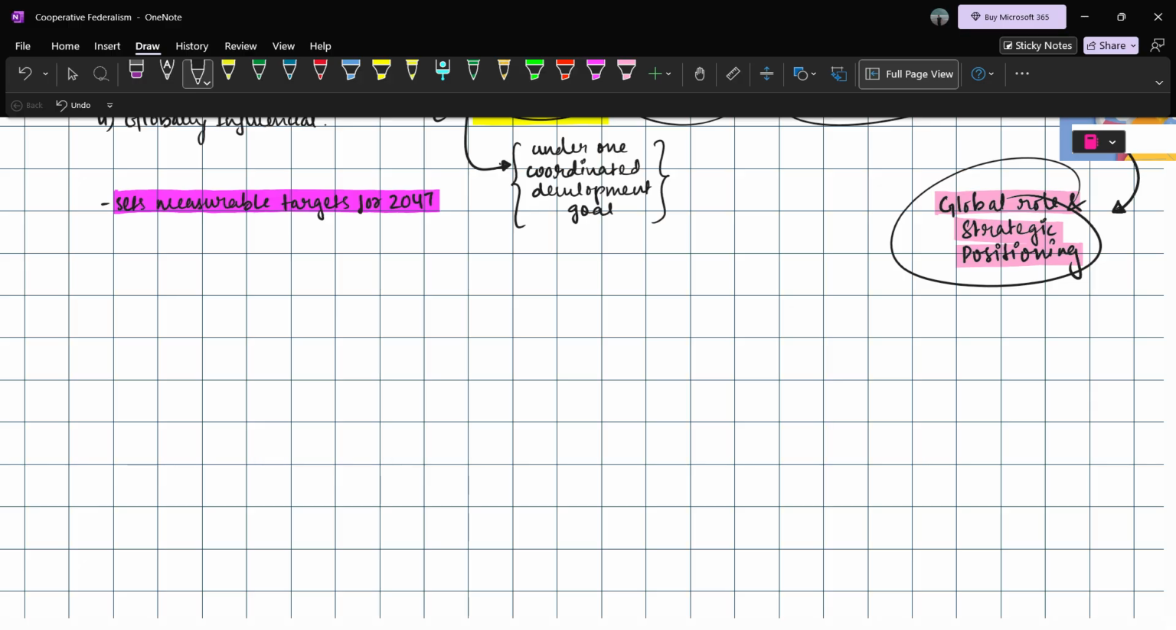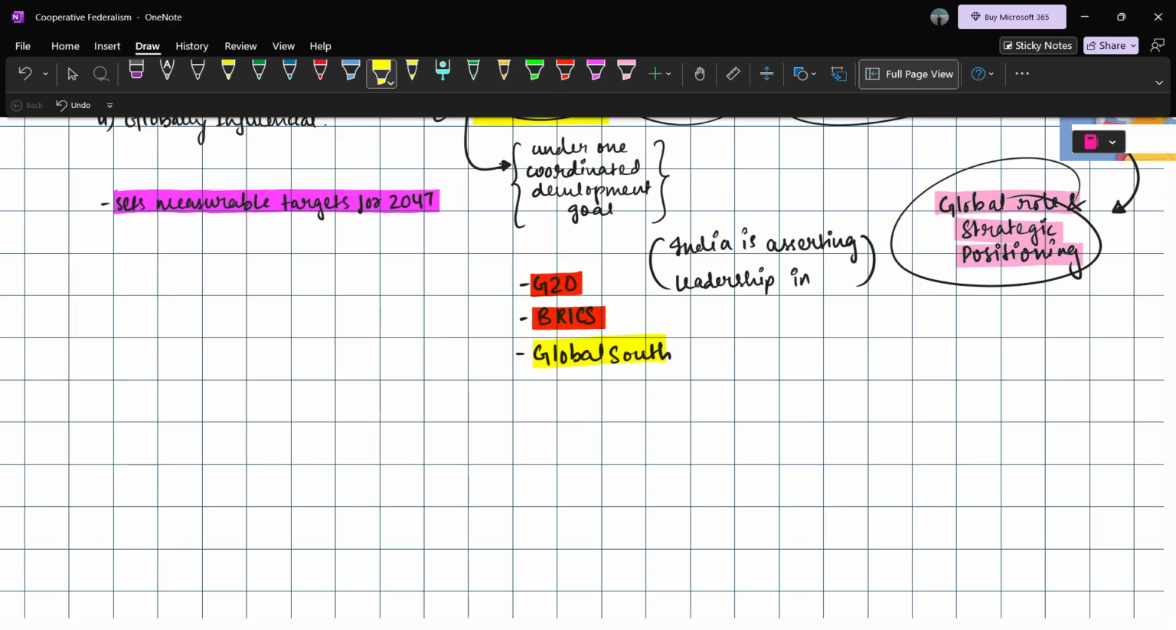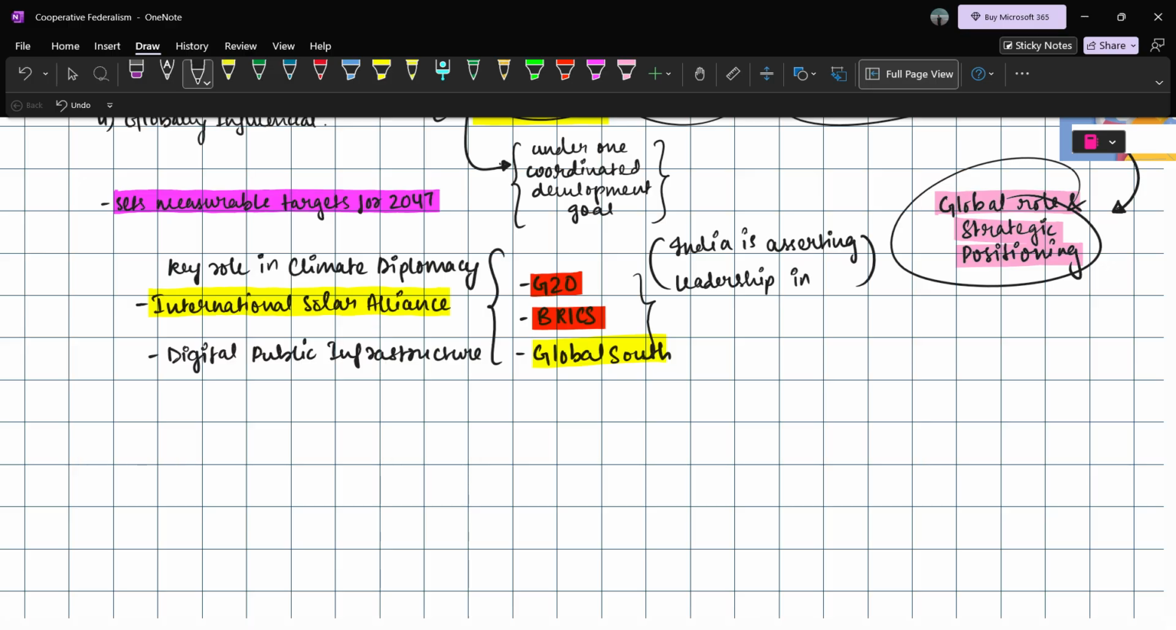Well, India doesn't just want to grow domestically, it wants to lead globally. Under Viksit Bharat, India is asserting leadership in G20, BRICS, and the Global South. We are playing a key role in climate diplomacy through the International Solar Alliance and expanding our influence in sectors like digital public infrastructure, defense exports, and peacekeeping. The goal is for India to be seen not just as a large economy, but as a moral, democratic, and development leader in the international system.